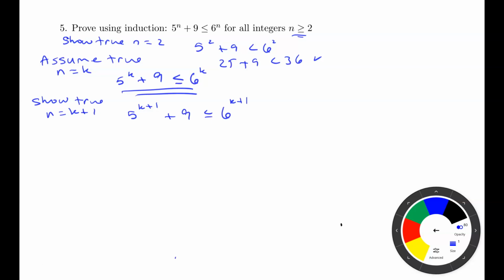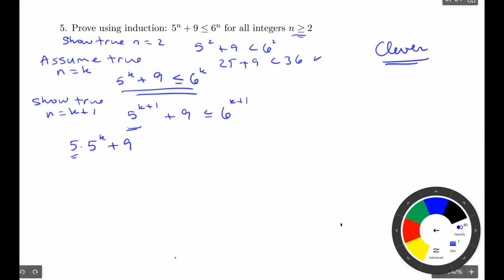So let's take this left-hand side, and I'm going to break this up into... what am I going to do? Let's see. This is going to be 5 times 5 to the k plus 9. Now, how am I possibly going to get that to be smaller than a 6? So this 5 is not going to break up into getting me a 6. Ooh. Oh dear, I'm going to have to think of something more clever.